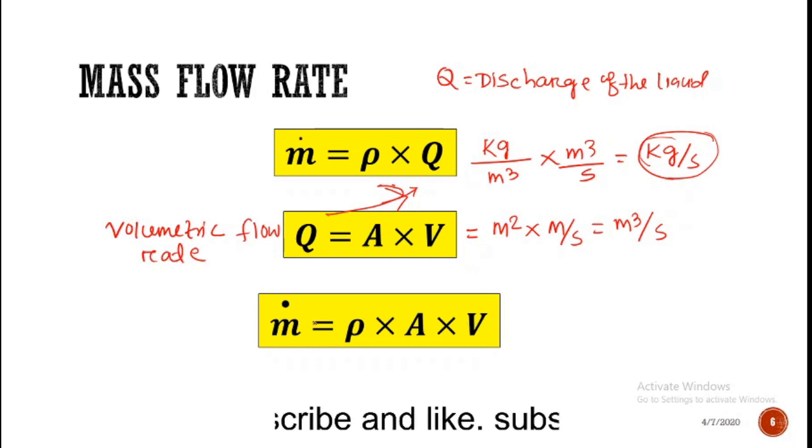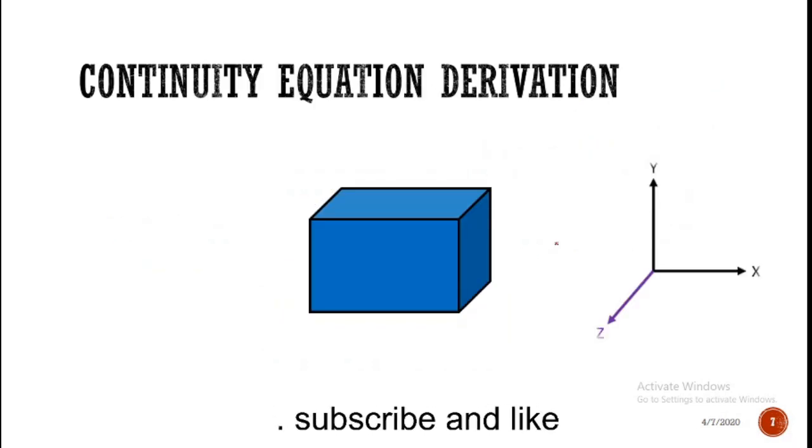So this is the formula you have to remember. Mass flow rate equals rho into A into V. The volumetric flow rate will be equal to A into V. So now we will derive the continuity equation from this.